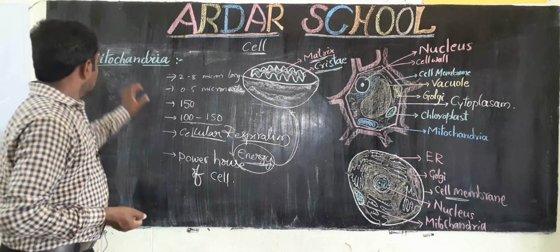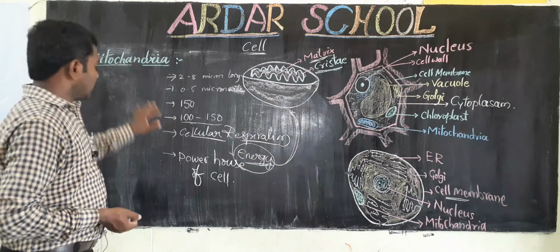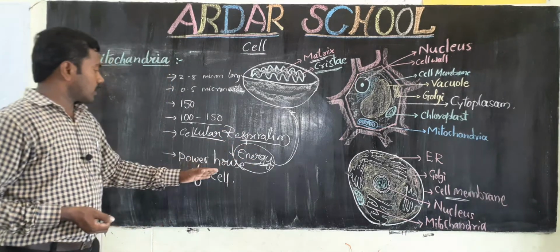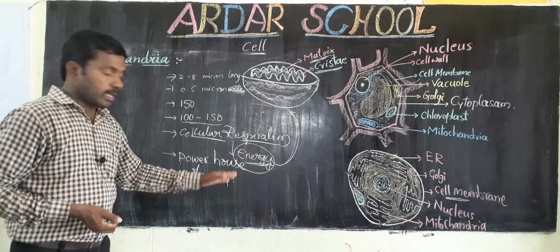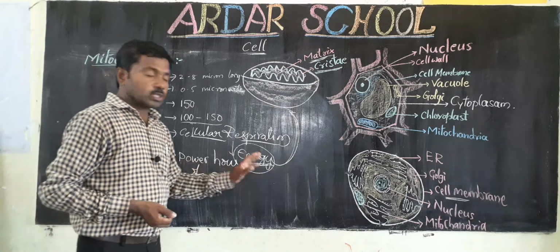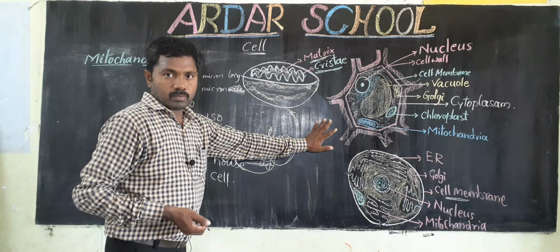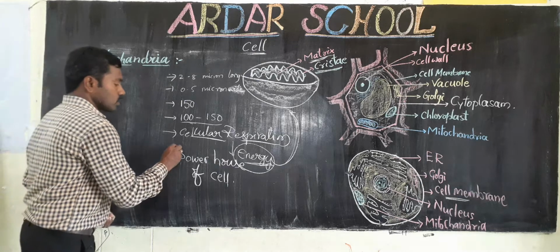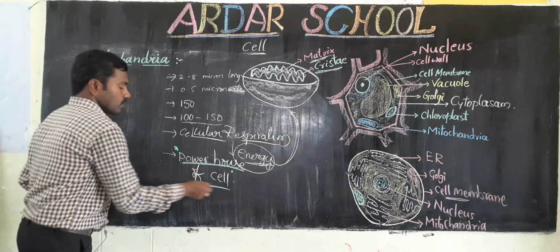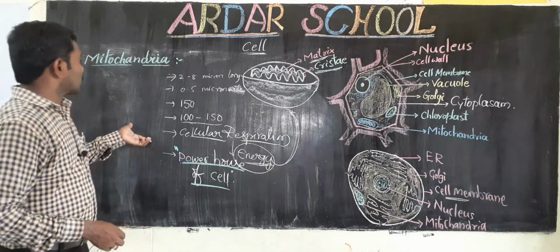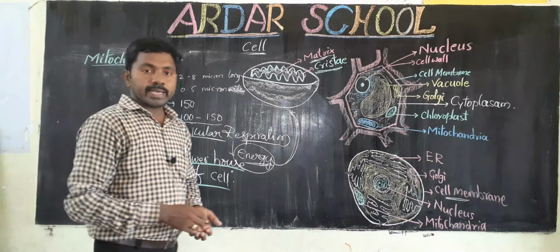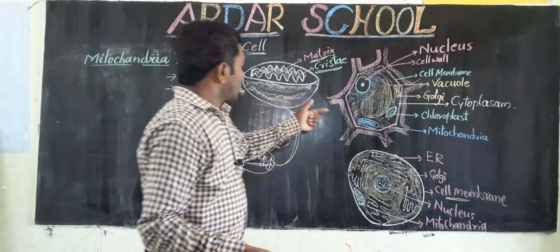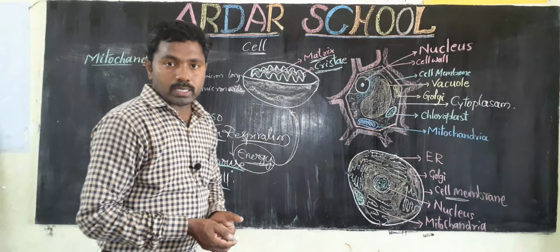Once again, children, the mitochondria's main function is cellular respiration. During the cellular respiration, energy is released. This energy is utilized by the cell. That's why mitochondria is called the powerhouse of the cell. Mitochondria is completed. Next one, chloroplast.